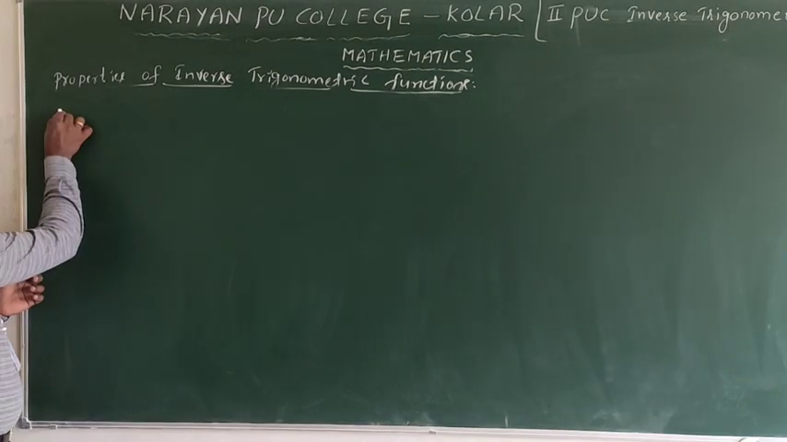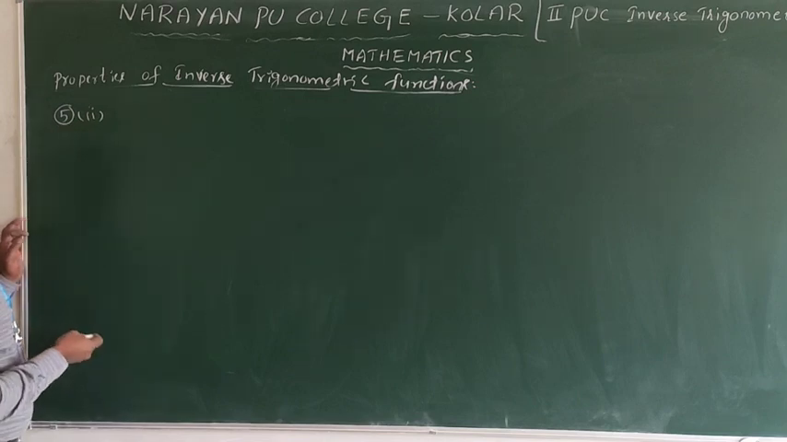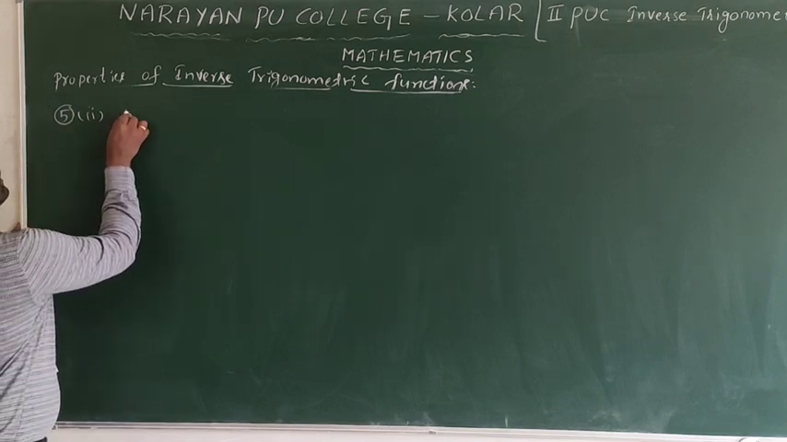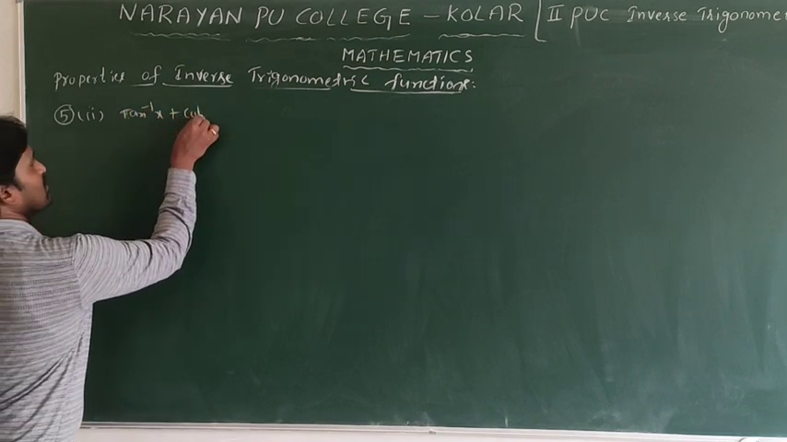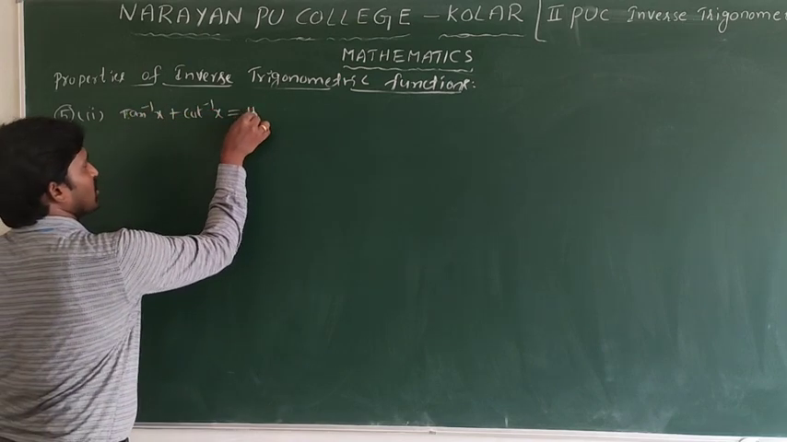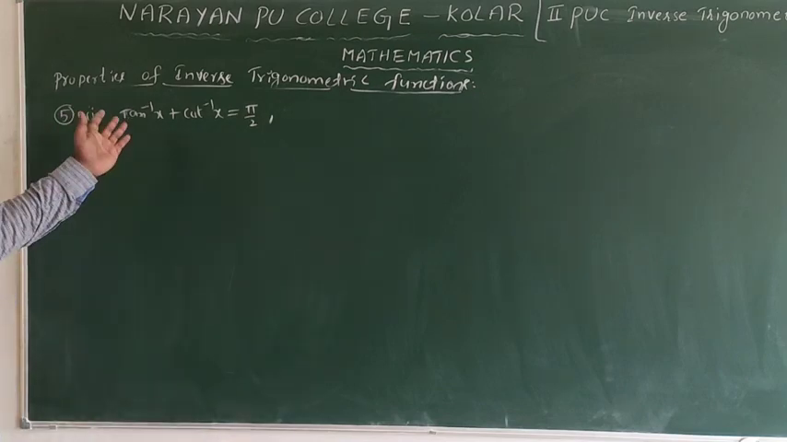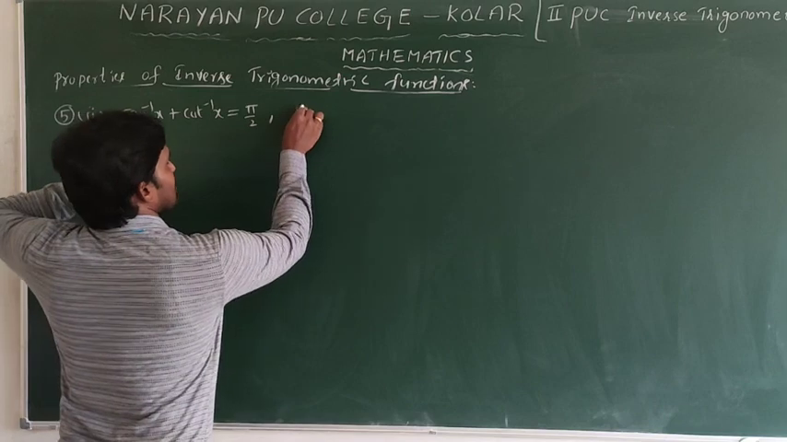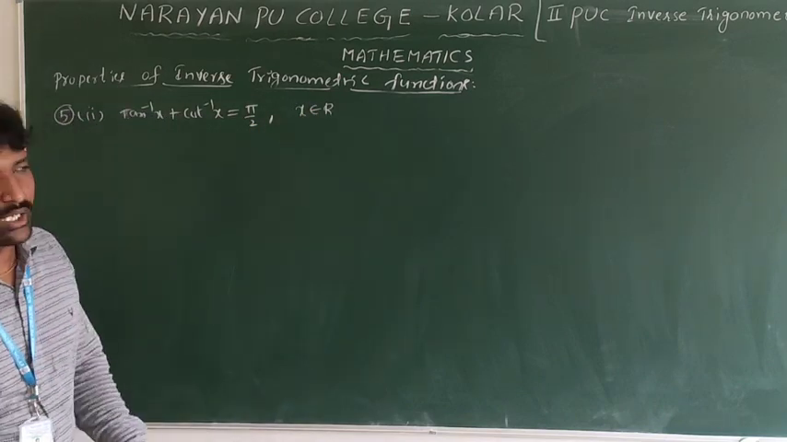Next, the second one. Very important for 2 marks. Tan inverse x plus cot inverse x equals pi by 2. Here also, what is the common domain for tan inverse and cot inverse? Clearly all real numbers. That's why here x belongs to R.